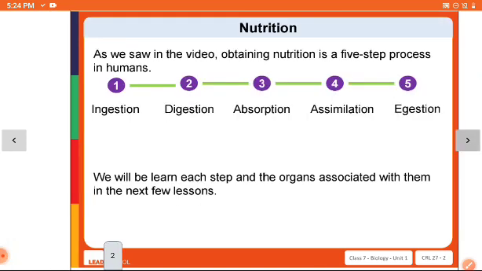So first of all, nutrition. In the video, we have learned obtaining nutrition is a 5-step process in humans. First step is ingestion, second is digestion, third is absorption, fourth is assimilation, and fifth is egestion. So we will learn each step and the organs associated with them in a few lessons.